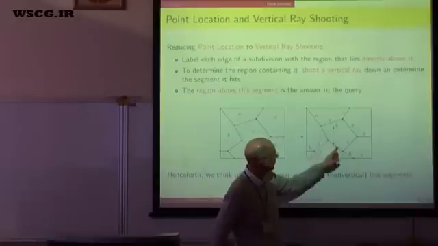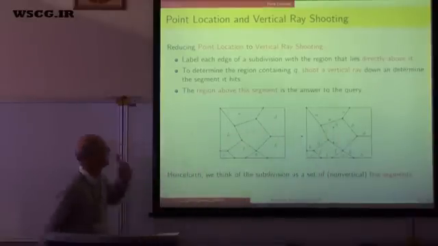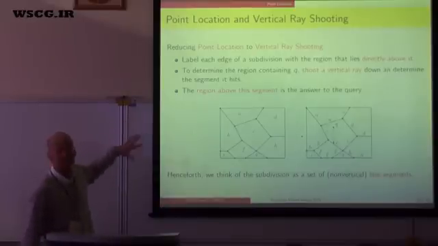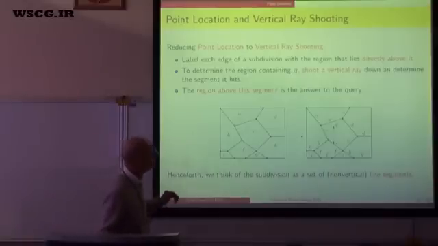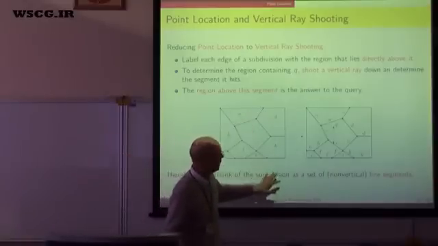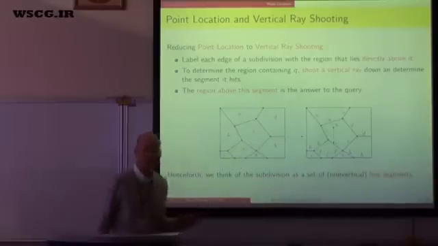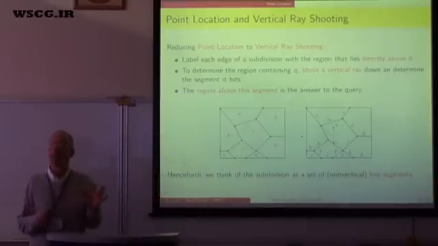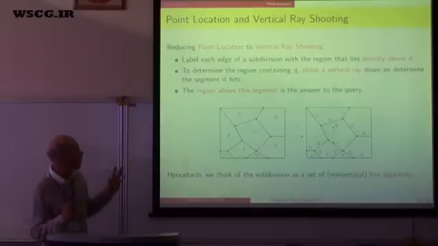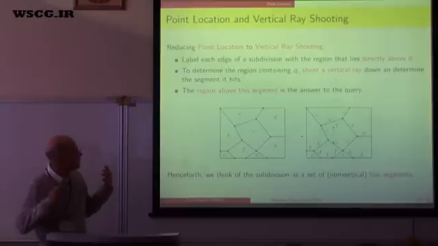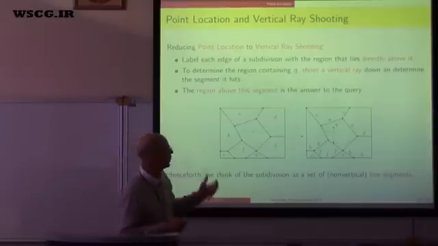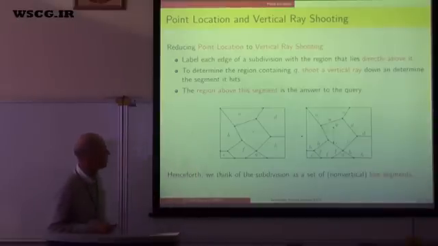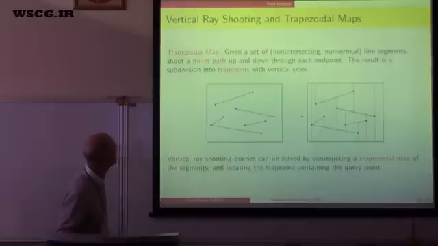Since the edge is labeled with C, I know that the region that Q is contained in is going to be region C. So if I can answer vertical ray shooting queries, then I can answer point location queries. Henceforth, rather than thinking of this as a subdivision, let me just think of it as a collection of line segments. That's actually a nice generalization, because although the final result is going to be a subdivision, the intermediate results of the construction that I'm going to be talking about are not going to be subdivisions. So this is the reason for having this little bit of a generalization here.